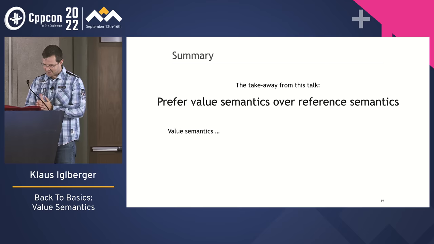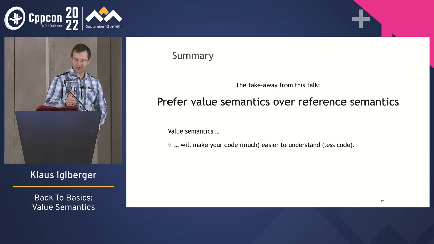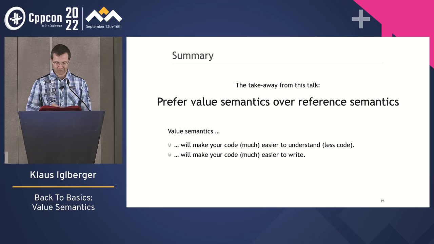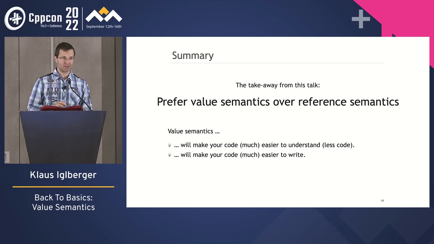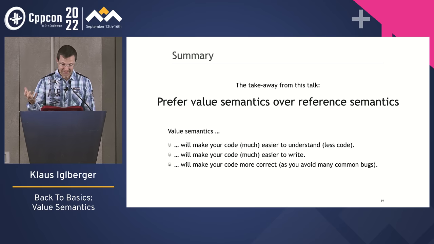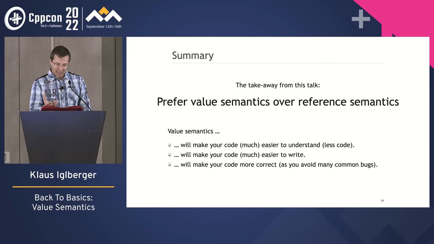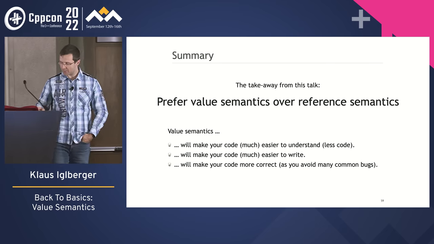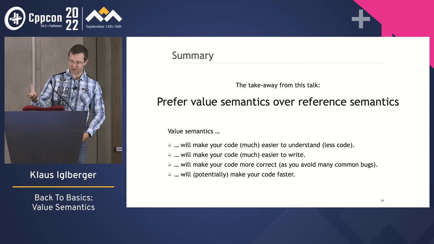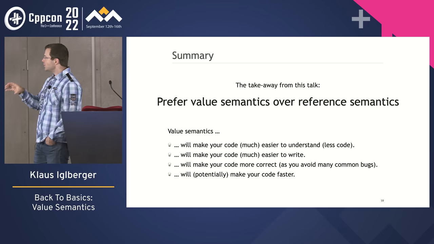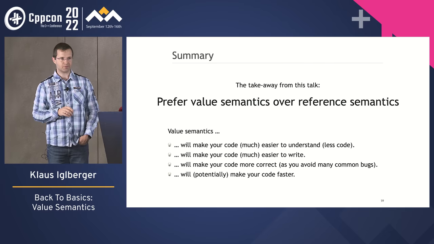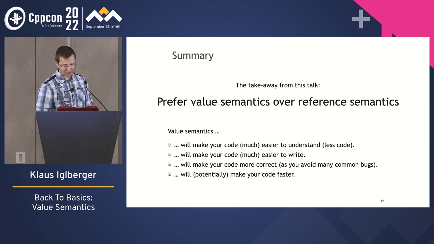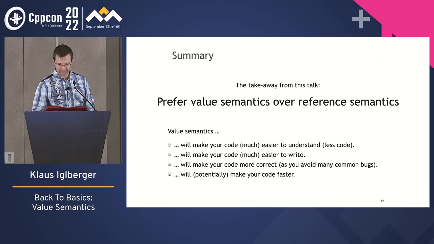So value semantics will make your code much easier to understand, alone because it's less code. It will make the code easier to write. Easier to understand is easier to write. I firmly believe that it will also be more correct because you do avoid so many common bugs. And potentially, not saying it definitely will, potentially it will even make your code faster. Because if it's simpler, perhaps even the compiler, the optimizer, might actually help you get faster.